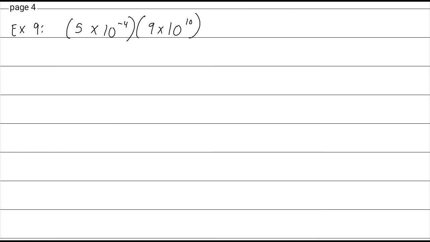Okay, so this question, we want to figure out this problem, right? We want to multiply it out and everything. And then from there, we want to write it in scientific notation. And that's where it gets tricky. Okay, so first things first. To take care of this kind of problem, do this first. Multiply those first numbers together. 5 times 9. Okay. 5 times 9 is 45.